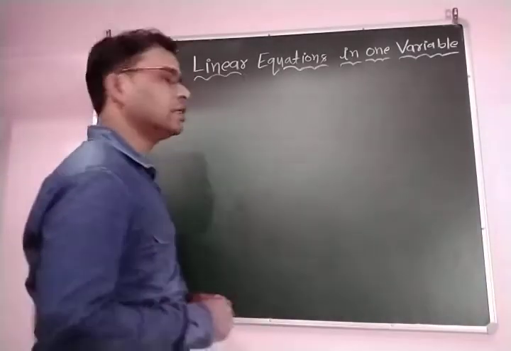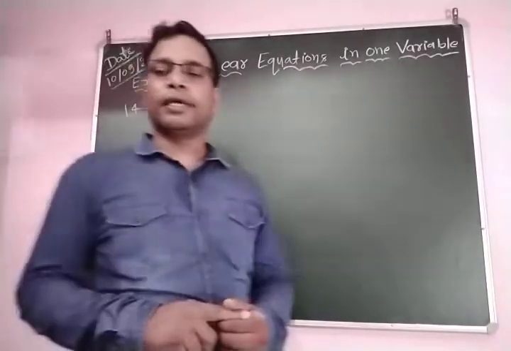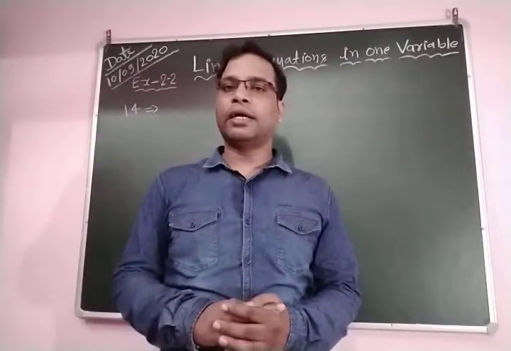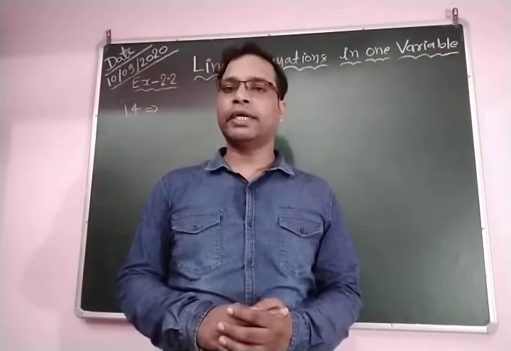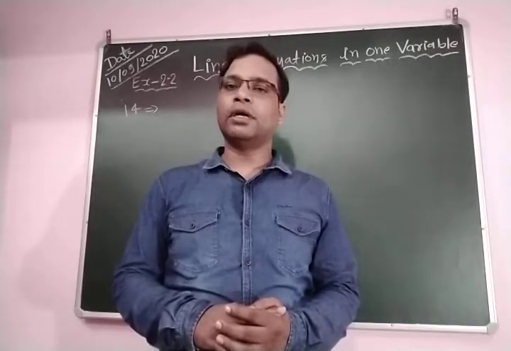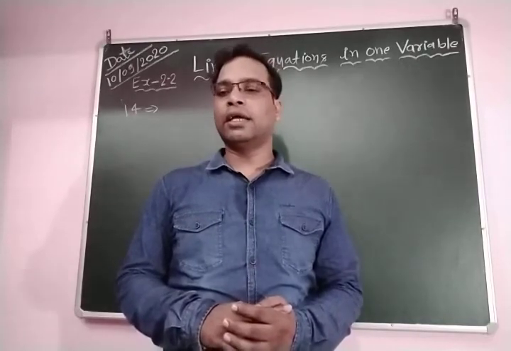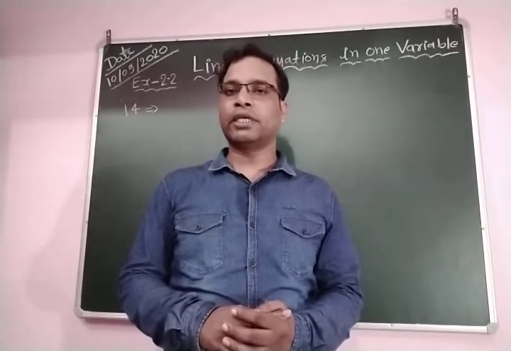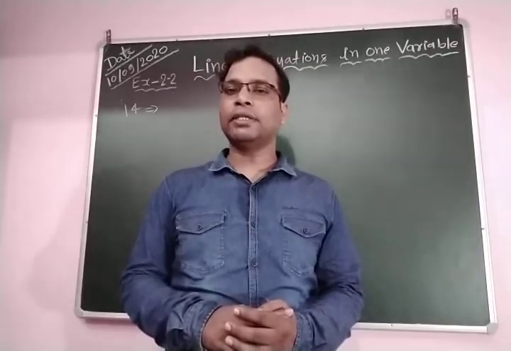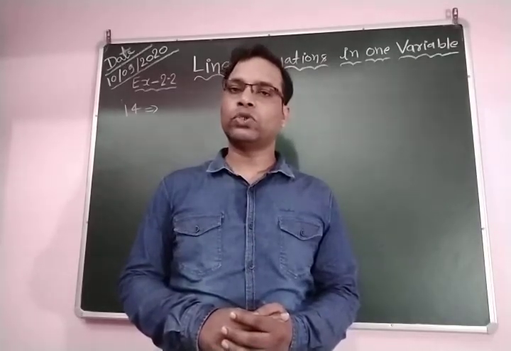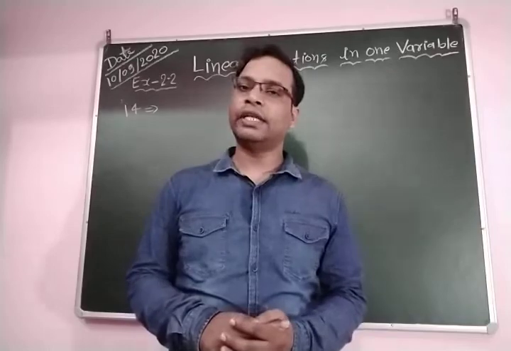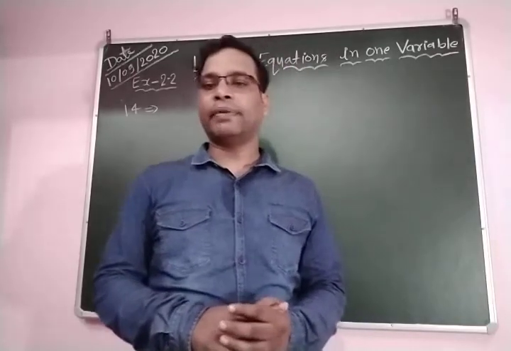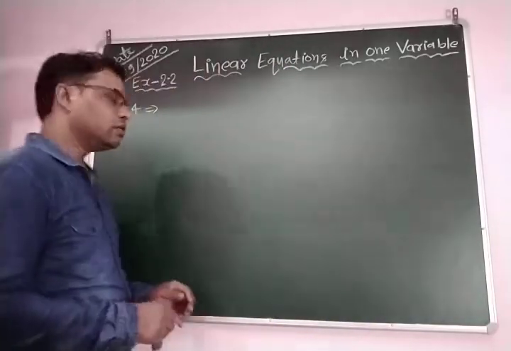In this question, first we let the number of notes of 100 rupees, 50 rupees and 10 rupees be 2x, 3x and 5x respectively, because the given ratio of notes is 2 ratio 3 ratio 5. So we let 2x, 3x and 5x. Let's see how to write it.